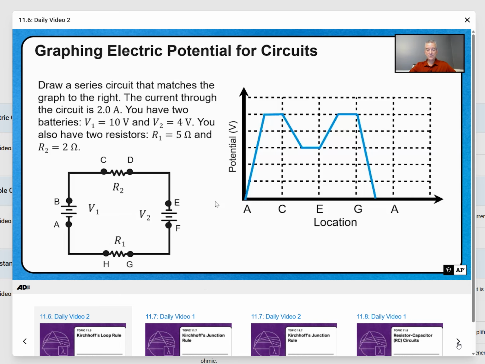So we can see that Kirchhoff's loop rule works very well in helping us go from a circuit to a graph, and from a graph to a circuit. So what should we take away?